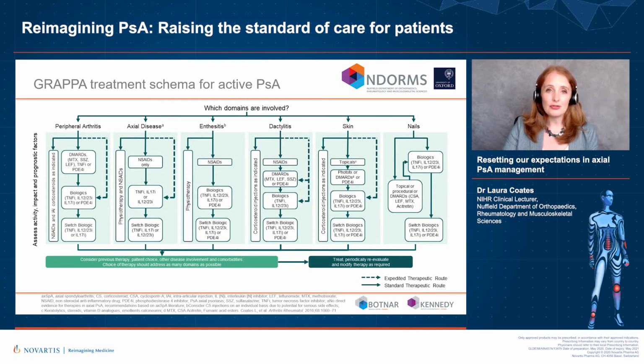Now, when we think about treatment of psoriatic arthritis, the GRAPPA treatment recommendations split this out into the 6 domains that you saw right at the beginning of the talk, so that we're thinking about treating patients by domain, and then where they have more than one domain involved, we're ideally picking a treatment that will work for all of those different domains at the same time.